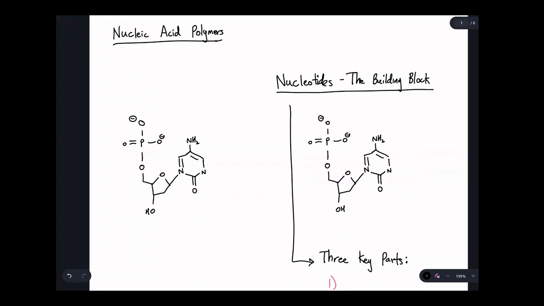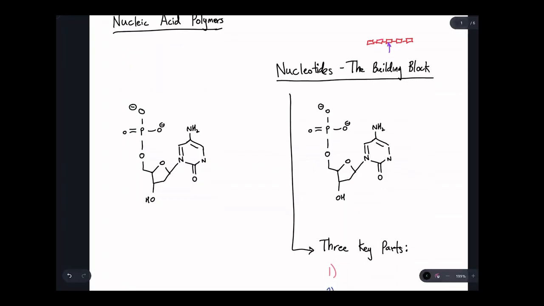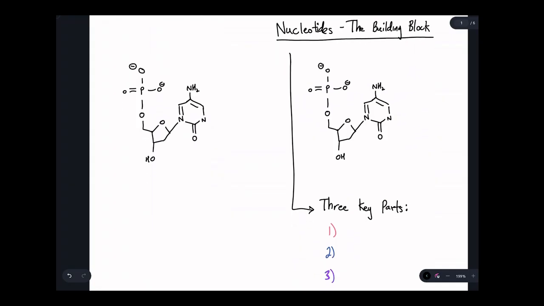A polymer is a string of multiple subunits, and a big trend you're going to see in biochemistry is that we have some sort of building block, and then we make strings of that building block to make structures. This is true for DNA, and it's true for protein. The building block of DNA is the nucleic acid here, the nucleotide. There are three key parts to this structure.